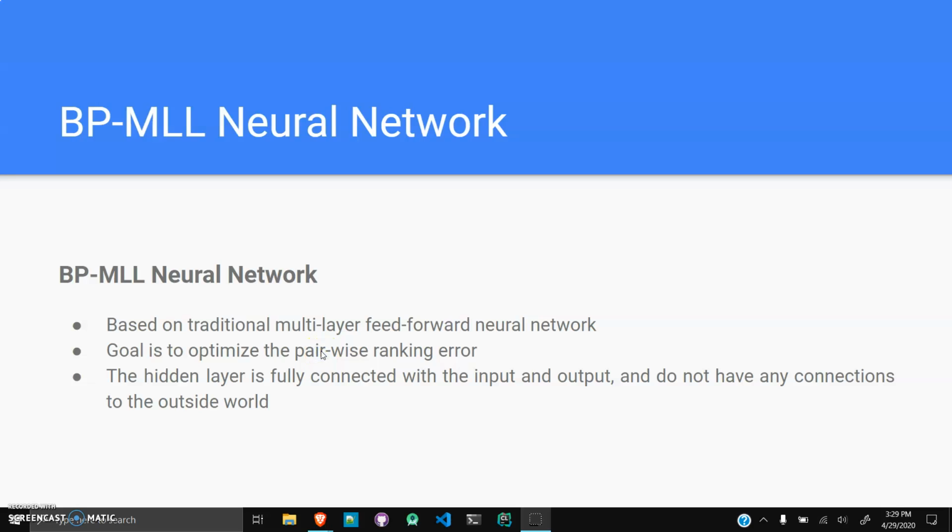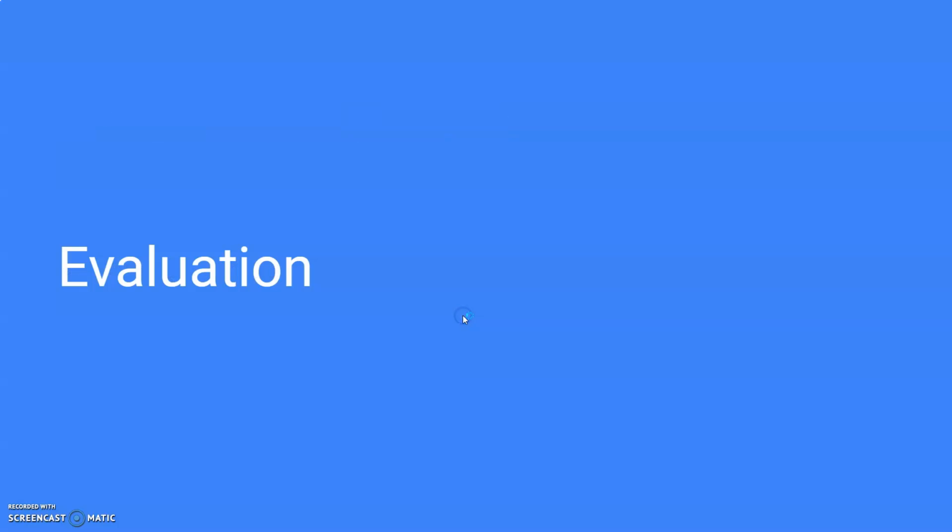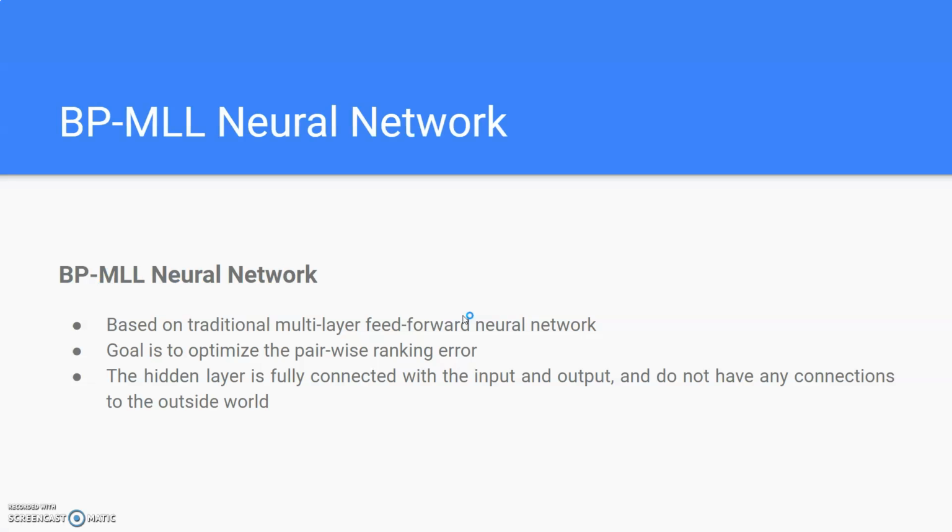As we were talking about the backpropagation multi-label neural network in the previous part, it is basically based on the traditional multi-layer feed-forward neural network. So in the neural network, as we know, we have input layers, hidden layers, as well as output layers. In this kind of network, the hidden layer is fully connected with the input and the output layer, but it does not have any connections with the outside world. And the goal of this algorithm is to optimize the pairwise ranking error.